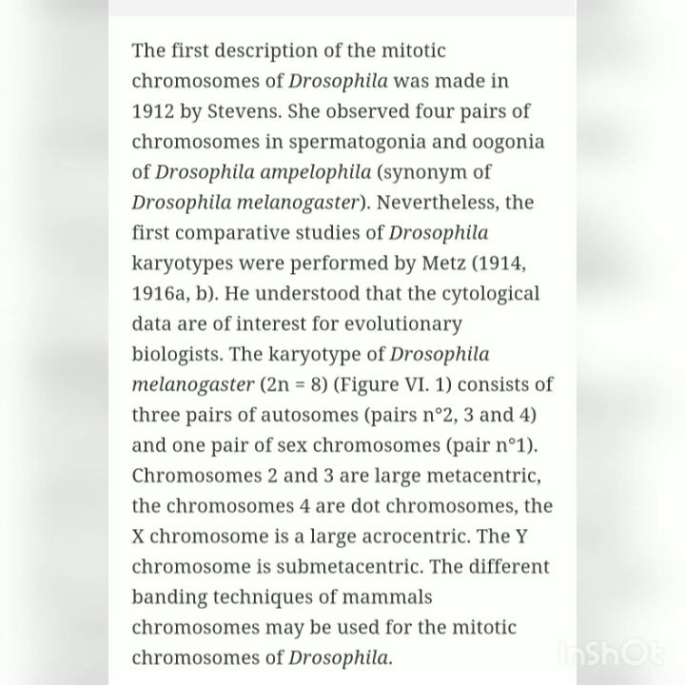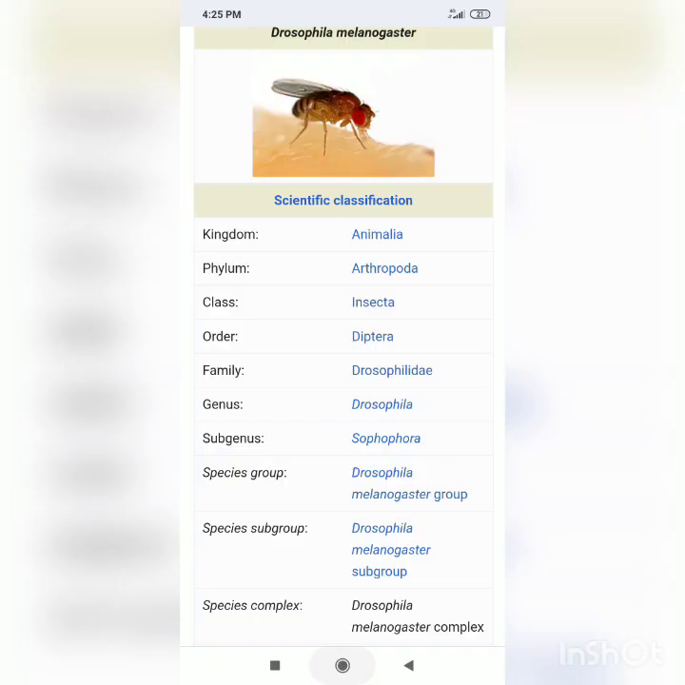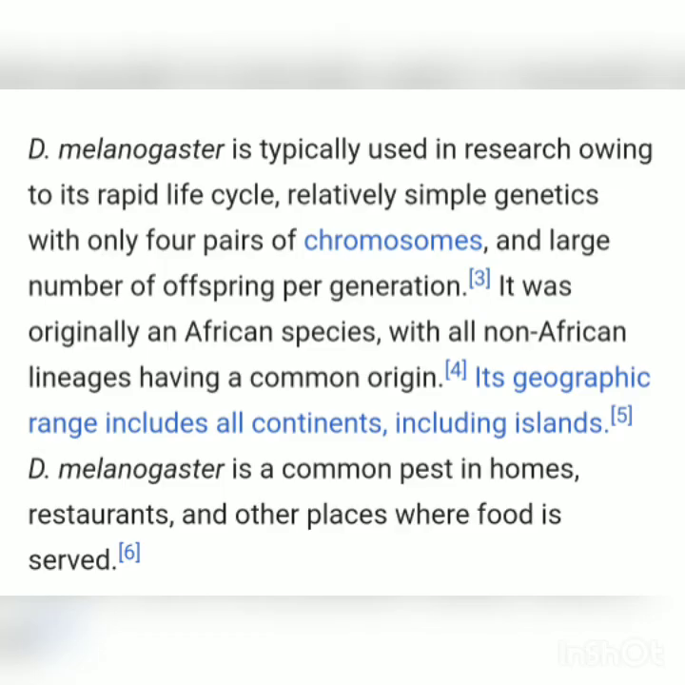Now you should know the classification of Drosophila also. It belongs to class Insecta, order Diptera, family Drosophilidae, genus Drosophila. We don't need to go beyond genus. We know that Drosophila is typically used in research due to its very rapid life cycle, simple genetics with only 4 pairs of chromosomes, and large number of offspring per generation. It also has a very large geographical range.